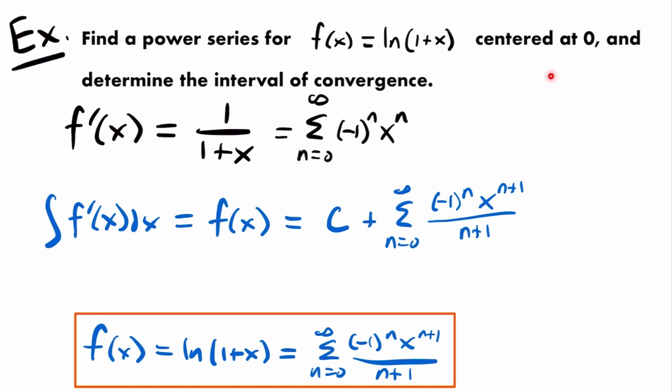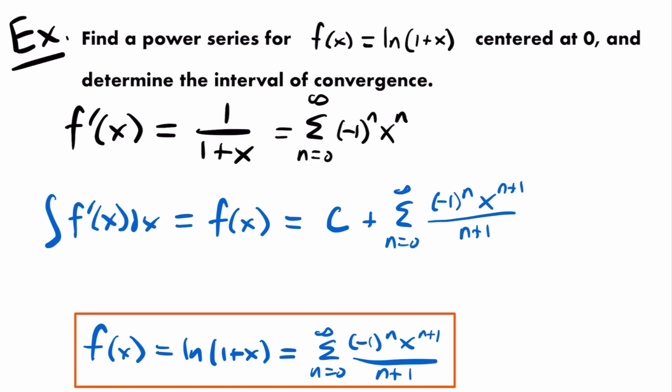All right, and it's centered at 0 because we just have x raised to the power of n plus 1. We don't have x plus or minus some other constant. It's just x raised to that power. All right, so now that we found a power series to represent our function f of x, now what we want to do is determine the interval of convergence for that power series.